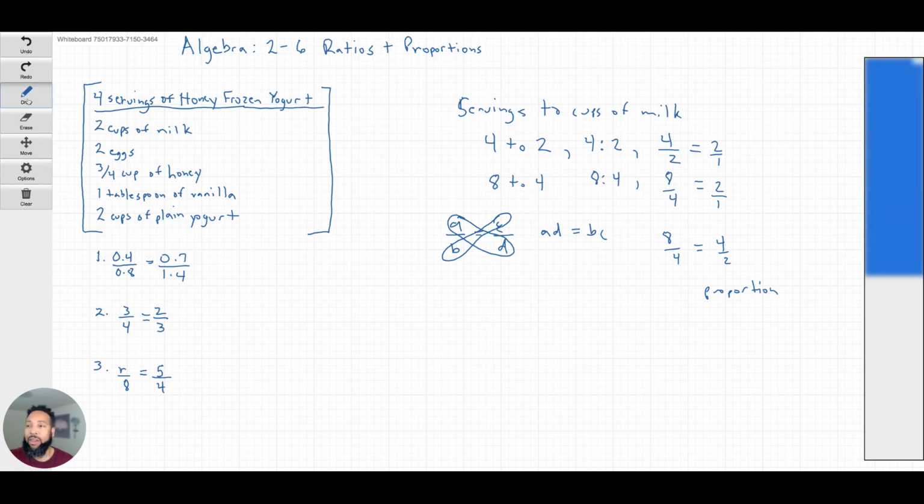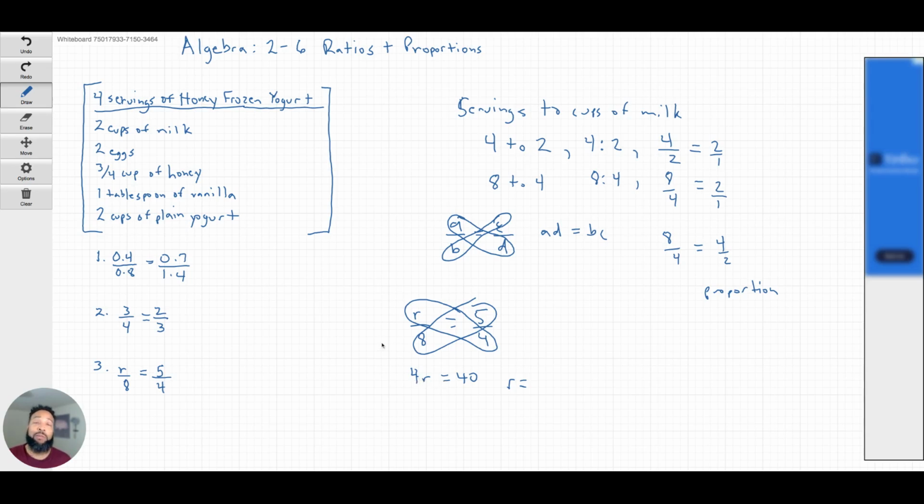Now, here's a situation where you bring in a variable and you're cross multiplying. So what we have here on this third problem is r over 8 equals 5 over 4. So let's cross multiply these. R times 4, that would give you 4r equals 8 times 5, which is 40. So you have 4r equals 40.